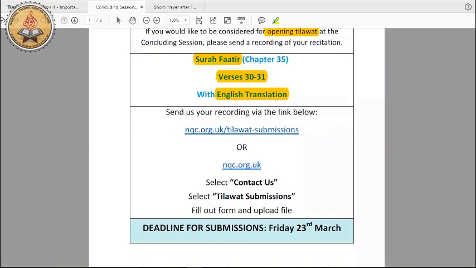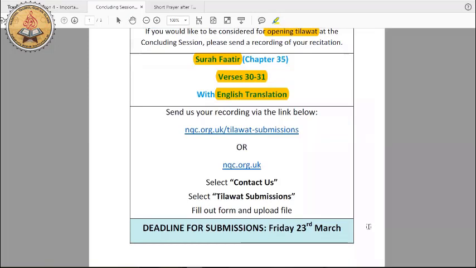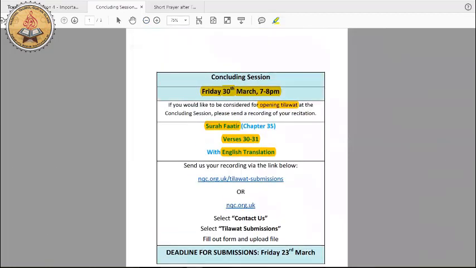The deadline for submission is this Friday, okay? So this Friday is the 23rd, and that's the deadline. If you haven't submitted your recording of your translation and your tilawat of the verses, then you will probably not be considered for doing the tilawat. So everybody is being given the chance, so it's fair to everybody. So that's that.